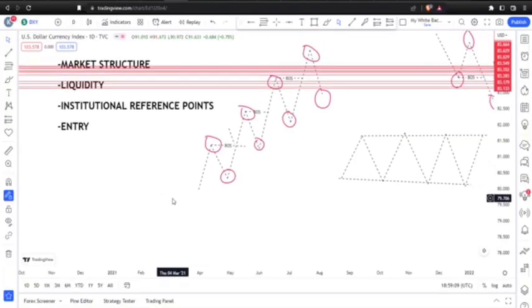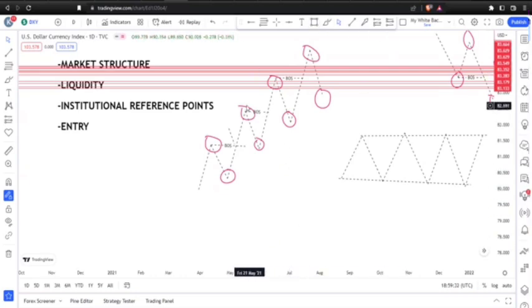We have a mitigation block, we have a breaker block. I have actually discussed all these other ones in this very playlist. You can find them, but the most important ones that you should look out for is an order block and a fair value gap. I'm going to show you that.